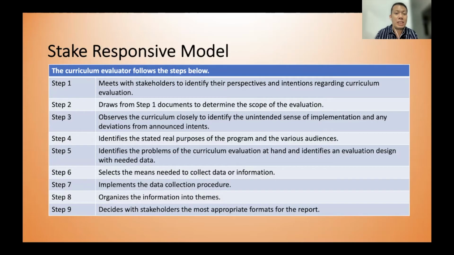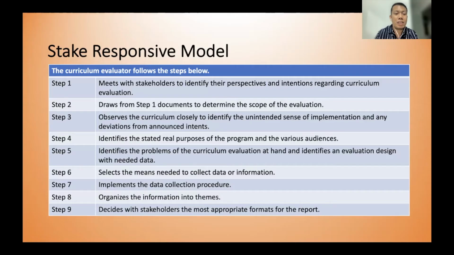It has something to do with the stakeholders. So the curriculum evaluator follows the steps below. You have here up to 9 steps. So, meet with the stakeholders to identify their perspectives and intentions regarding curriculum evaluation. So in curriculum evaluation, it's not only about the internal stakeholders like the teachers, the principal, the supervisors, but also the external stakeholders. So these are the parents, the LGU, the organizations outside the school.